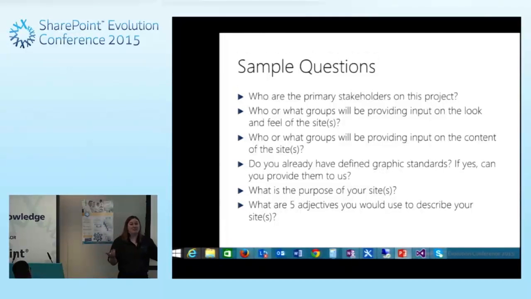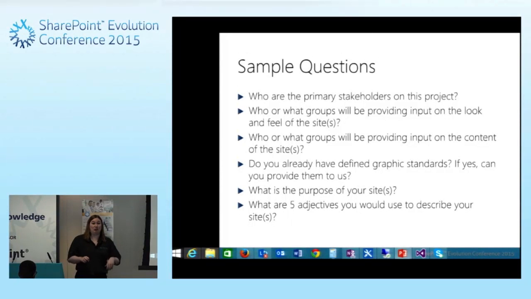What is the purpose of your site? This is a big one that a lot of people don't ask. What are you trying to do? You know, I've got SharePoint, great. What am I trying to do with it? And then I usually ask people, what are 5 adjectives you'd use to describe your site? These get interesting because you always get the fun ones. Well, make it pop or zing, or my all-time favorite one is, can you make my site sexy? That's my all-time favorite adjective that I get because it means something different to everyone.